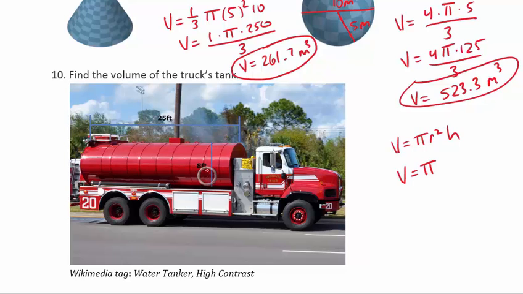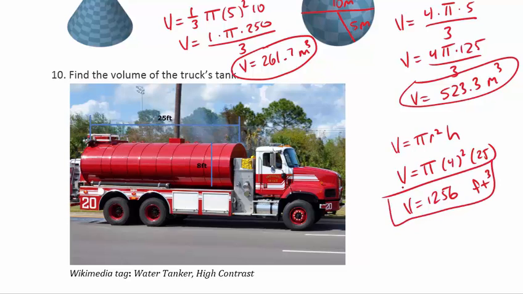If the distance across the entire tank is 8 feet, then the radius will be half of that. So it's going to be times 4 squared, and the height is going to be 25. 4 squared is 16. So I'll take 16 times 3.14 times 25 equals 1,256. It's given in feet, so I want to have cubic feet for my answer, because we're talking about volume here.